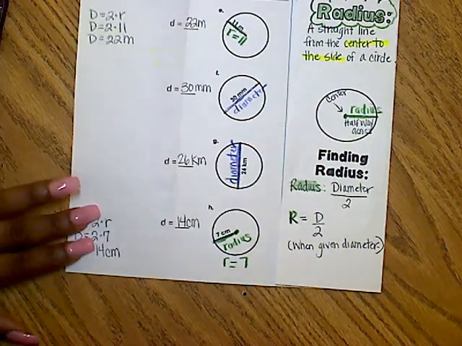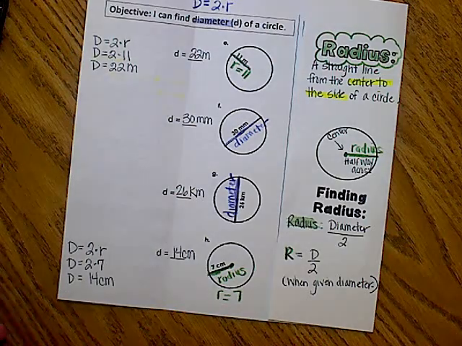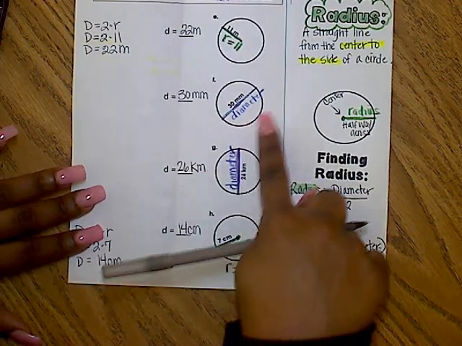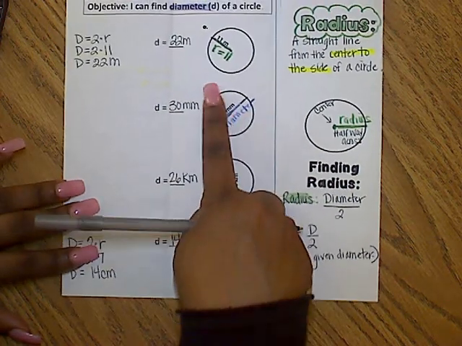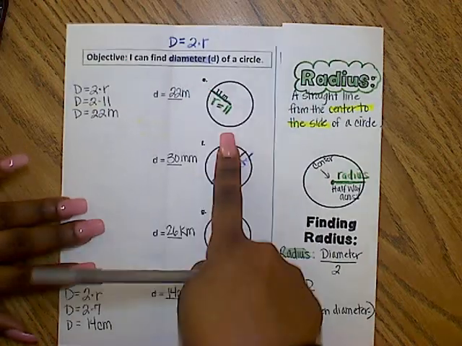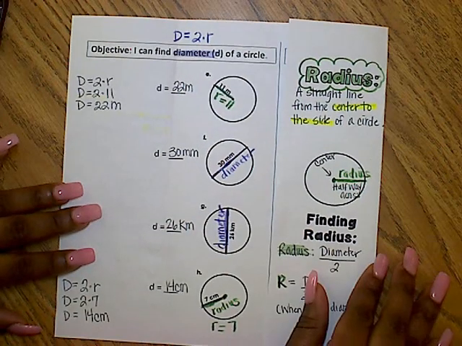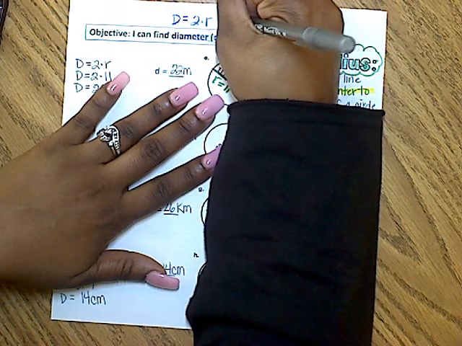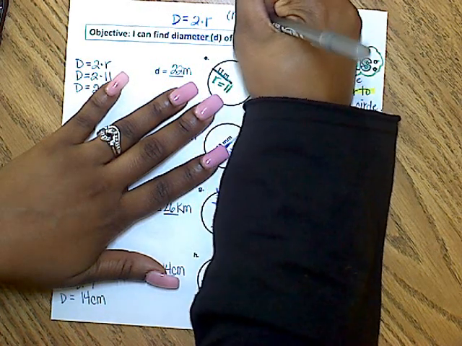So again, this is how we find the diameter. So if they give you straight across, you just write what they give you. If they give you halfway across, you have to multiply by 2. D equals 2 times R. And remember, R equals the radius.